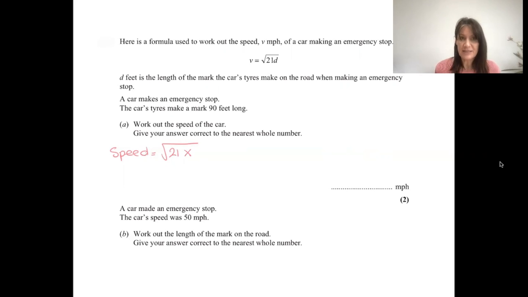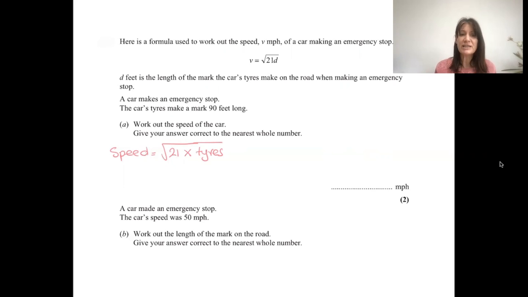D, feet, is the length of the mark the car's tires make on the road. So I could maybe call that tires. You may not need to do anything like this at all, and you might be really comfortable working with that formula. I'm really just trying to give you some ideas of what to do if you get stuck, because that makes it feel a little bit easier.